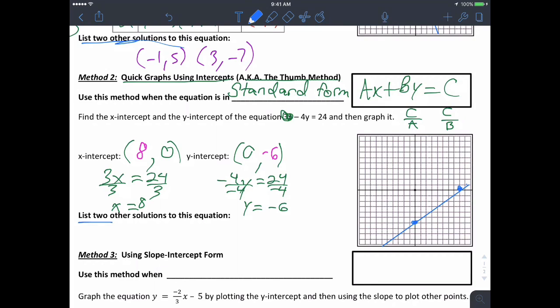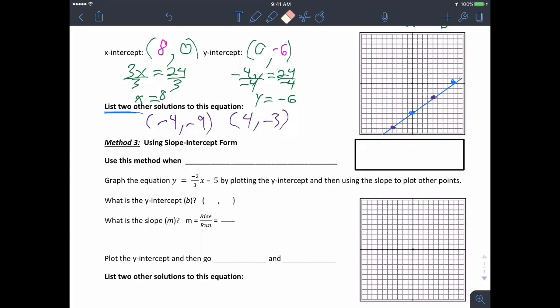Now we have to find 2 points that are also solutions of this equation, meaning 2 points that are also on the line. Go ahead and do that right now. So the 2 points that go through this line are these two right here. The first one is the ordered pair (-4, -9), and the second point is (4, -3). Okay, let's go ahead to the next method.